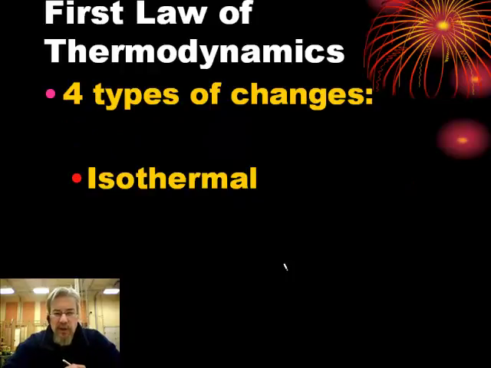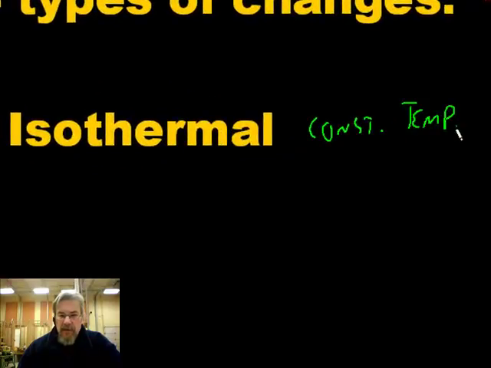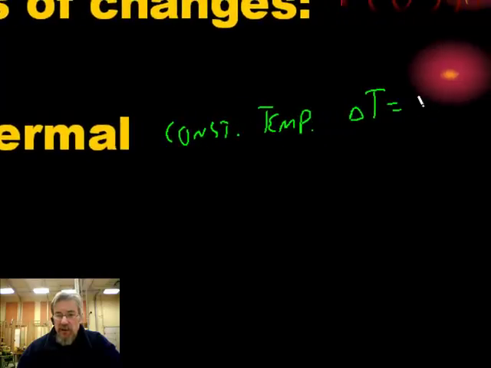We're going to look at these relationships through four types of changes. An isothermal change is the first kind, and this is constant temperature. So a change where the temperature doesn't change. In other words, delta T is zero.